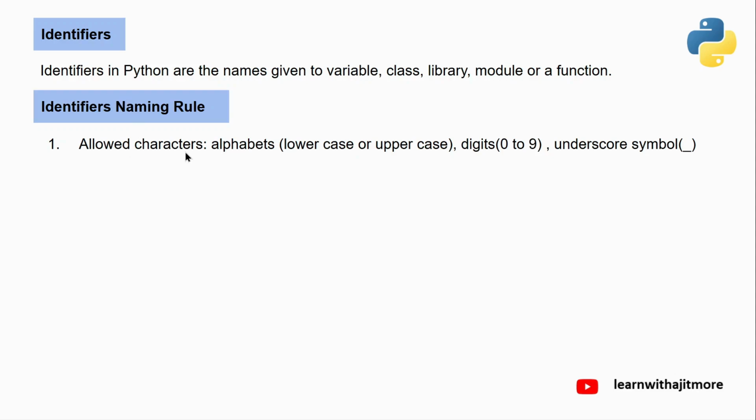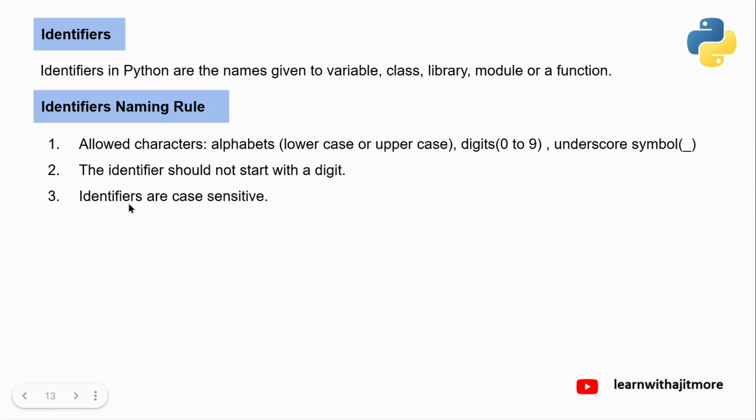First rule is allowed characters. So what are the allowed characters? Alphabets, lower or upper, digits, underscore. Any sequence of these. The identifier should not start with a digit. Okay. Then identifiers are case sensitive. We cannot use reserved words as identifiers. Identifier means you got, no?